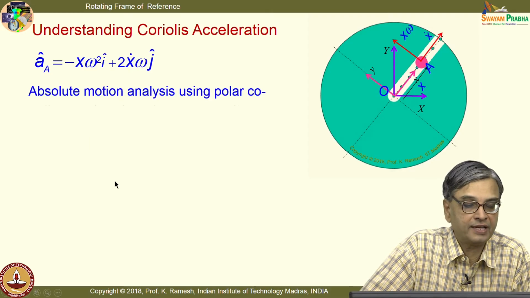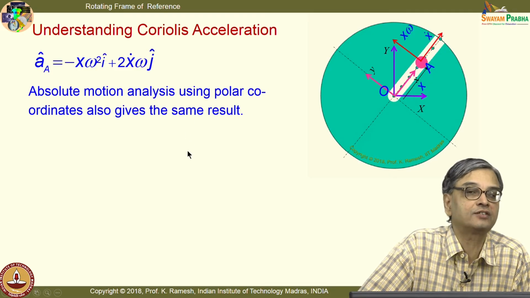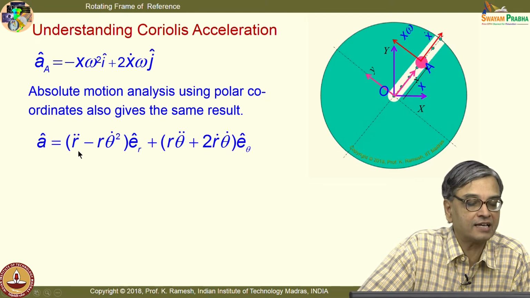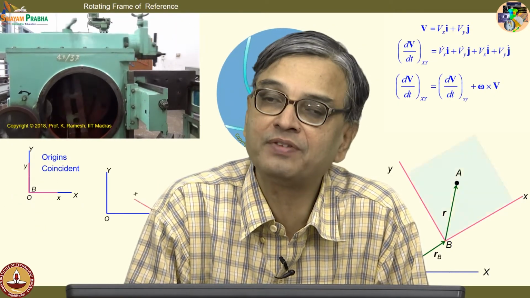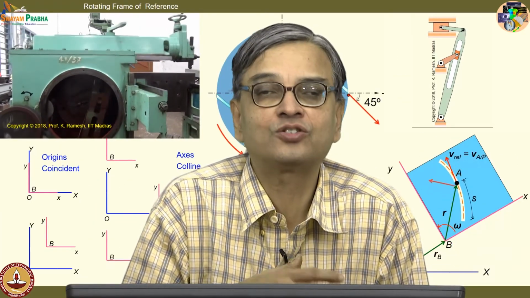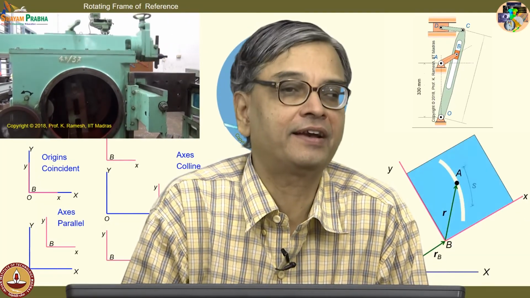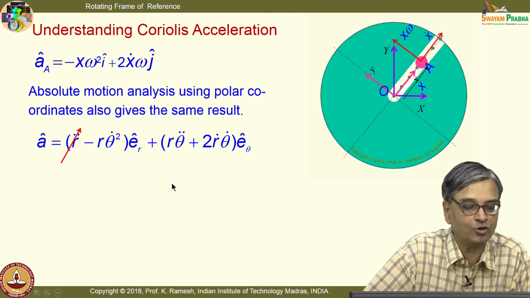I have this as the basic expression, and if I do absolute motion analysis using polar coordinates, it also gives the same result. There is no difference at all. Let us go back and get that expression. I have this A as r double dot minus r theta dot square. In fact, after a long discussion of the problem which we discussed in the previous class, this is very easy for you to comprehend. See, the idea of repetition is to firm up the concepts that you have learnt. That is the idea behind it. And healthy repetition is desirable while running the course.